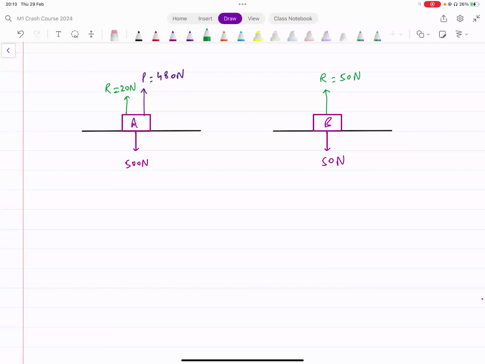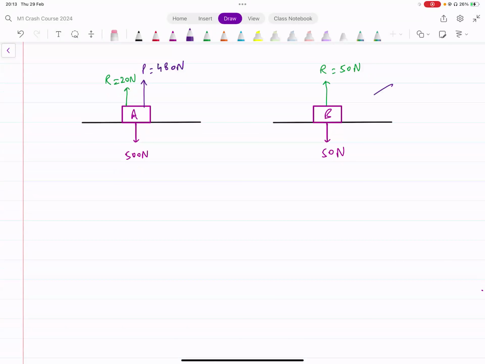In the second case, if you have no other force, this is 50. Reaction is also 50. So the net force that the object and surface are applying on each other is 50 Newton. So in this case, the strength of contact between the block and the surface is more in case of B as compared to A. B is connected to the surface by a force of 50 Newton. A is only connected to the surface by a force of 20 Newton.